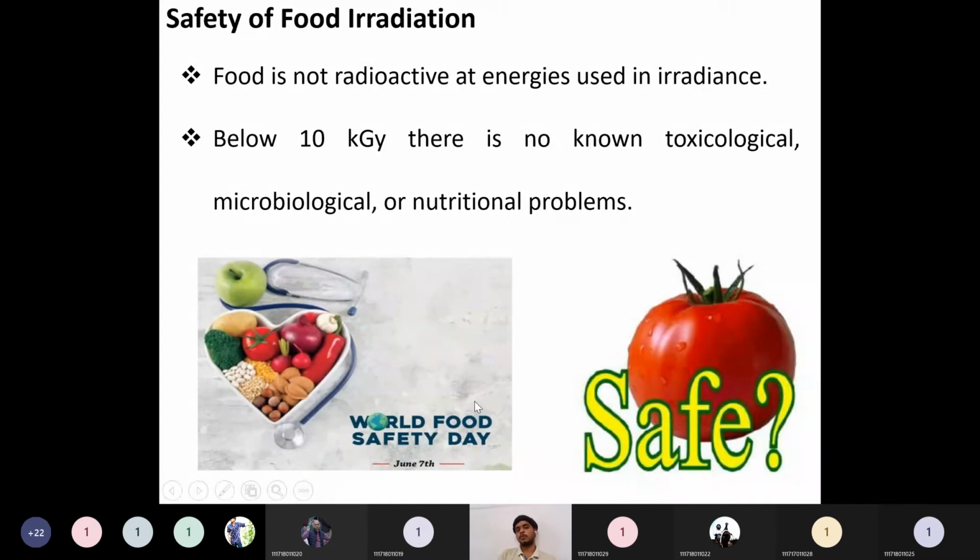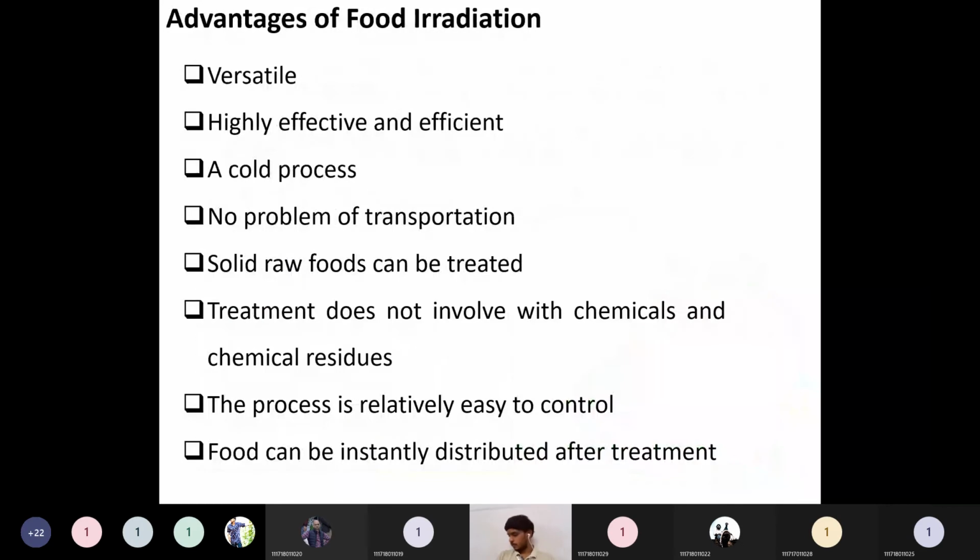World Food Safety Day is celebrated every year on June 7th. You can remember this one. So this one is food irradiation. If you have any doubt, you can just ask me. Otherwise, I will continue.